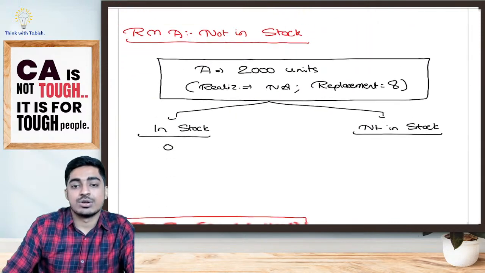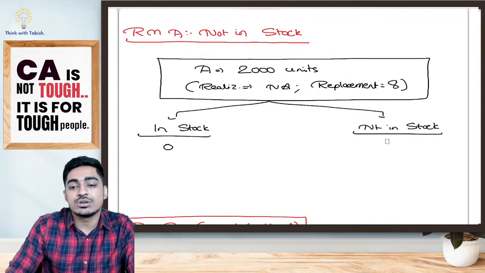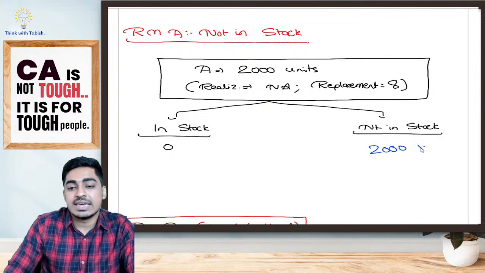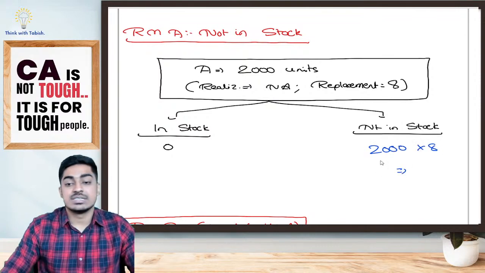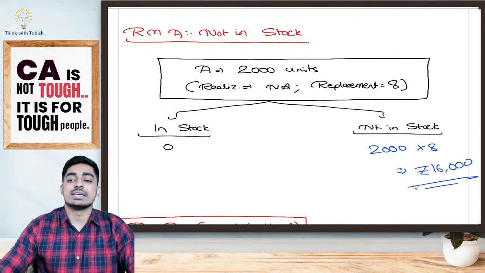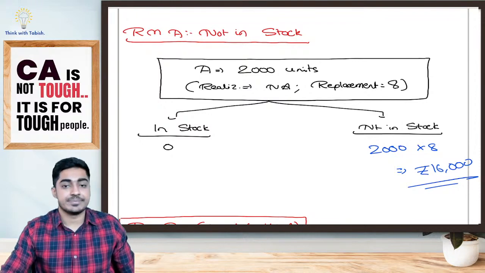Look at this. Raw material A, 2000 units we have to buy. No units are in stock. So the complete 2000 units we have to purchase at the rate of 8 per unit. 2000 into 8, it is 16,000 rupees that is relevant. Is it clear, students? Raw material A, 16,000 is relevant.